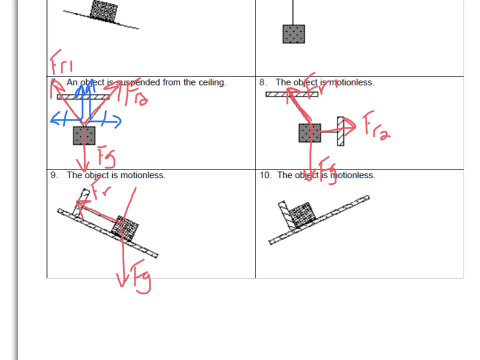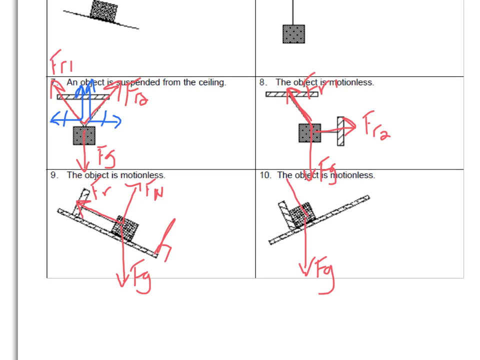And then right here, perpendicular to the plane, there's a normal force. No equality marks. Number 10, there's always gravity. That should be the first one every time. Now here there's going to be 2 normal forces, one from this surface and one from this surface.